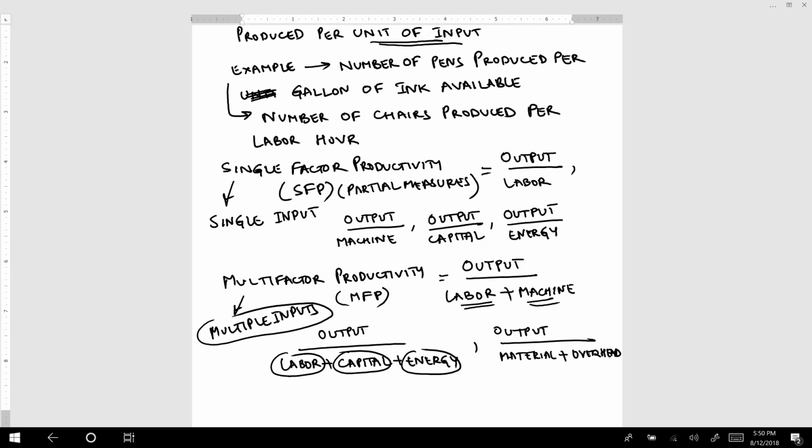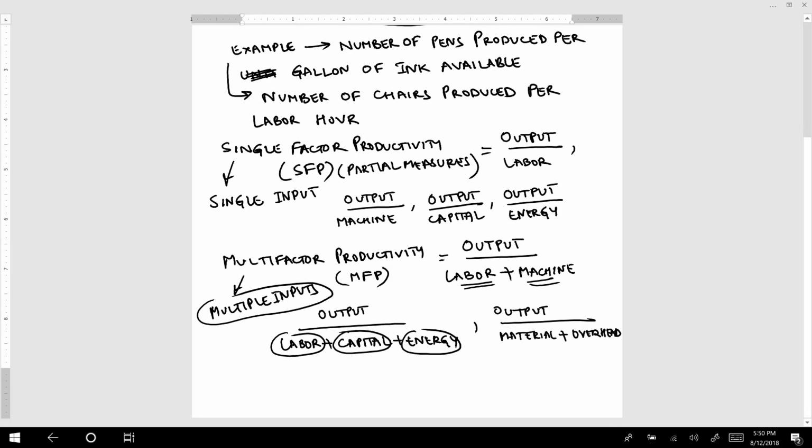One of the things in multi-factor productivity is that labor and machine are both measured in time. You can use the same units. But if you see labor plus capital plus energy, those are different units of measure, so it's difficult to add them. Labor is available in hours, capital is in dollar amount, energy is in kilowatt hours. So you can't add all of them together.